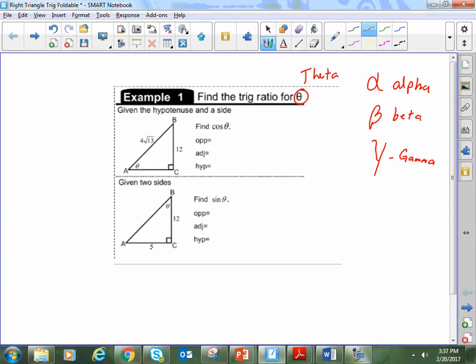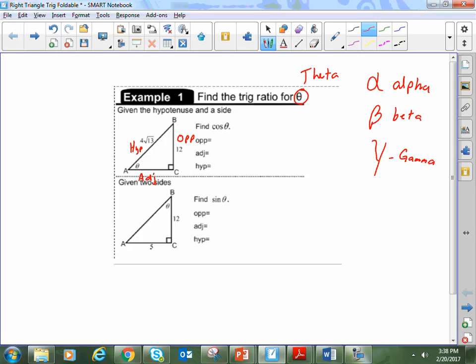So here, looking at the angle, theta is at angle A. So angle A is my angle of reference. Side BC, where the 12 is, is the side opposite of it, and AC is the side adjacent to it, and AB, because it is across from the right angle, is always a hypotenuse. The hypotenuse will never be considered an opposite side or an adjacent side.